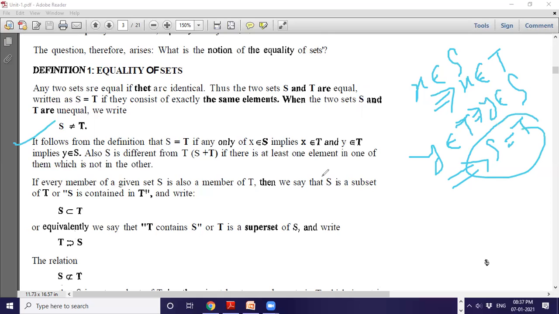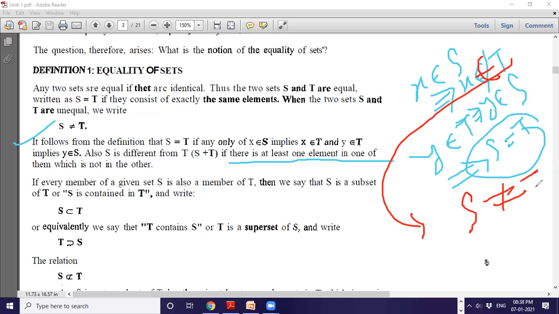Now S is different from T if there is at least one element in one of them which is not in the other. But don't get confused. If we find an element such that x belongs to S but x does not belong to T, then this will imply S is not equal to T. Now if every member of a given set S is also a member of T, then we say S is a subset of T.